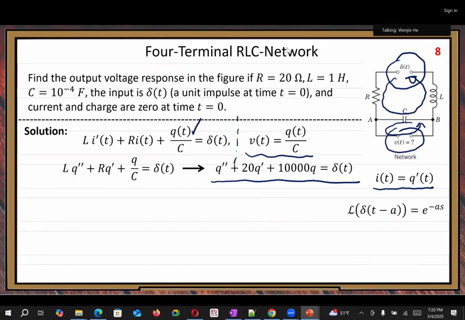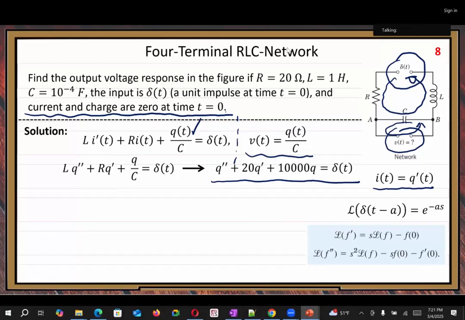Now we need to calculate the Laplace transform. So we put a formula here: the derivative formula and the initial values, current and charge. Here, because in this word problem, current and charge are 0 at time t equals 0. Sometimes some students do not know how to apply these initial conditions.